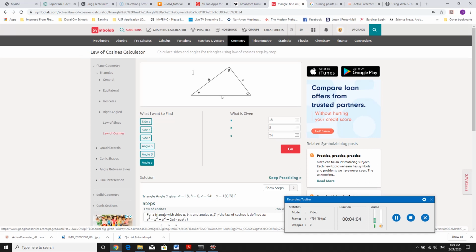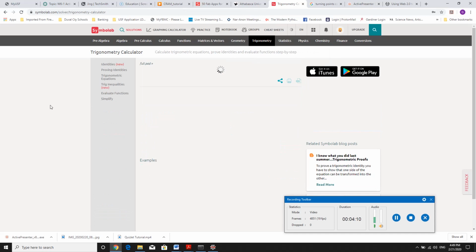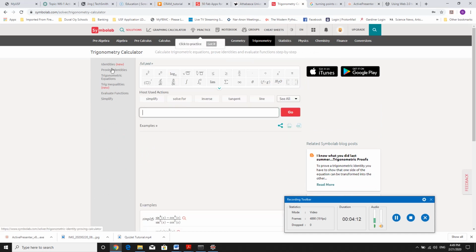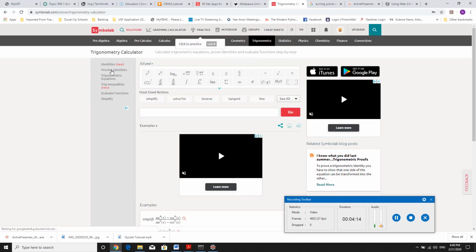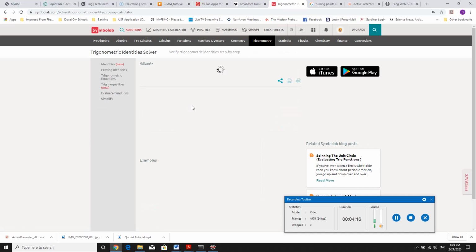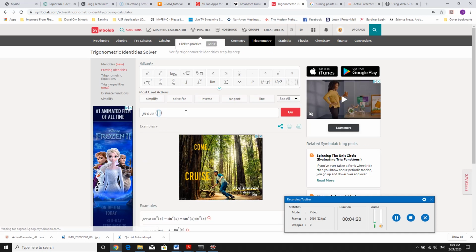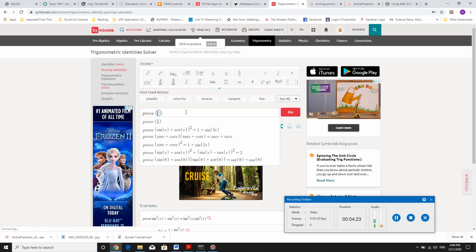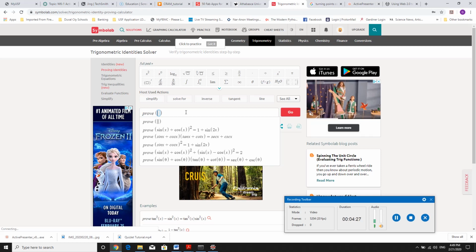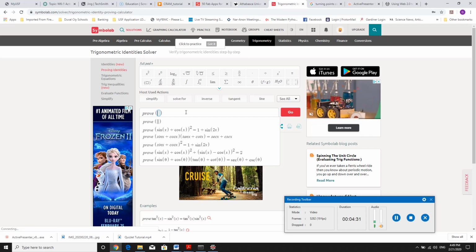Trig identities, that's another area that students struggle with a lot. If you go to trigonometry, and then you can go to proving identities, and here's one that's a little bit tricky to prove if you were to do it by hand. At the very least, students would be able to perhaps use this to check their answers, or you could have them perhaps create some assignments with more difficult trig identities to show them how they would go about proving those.